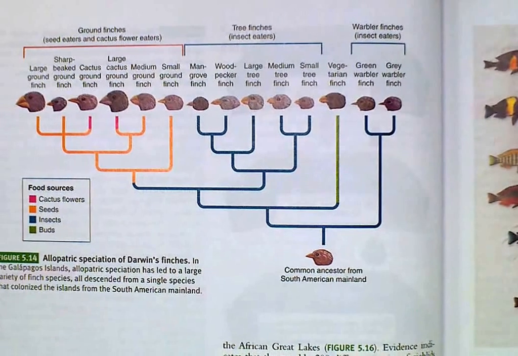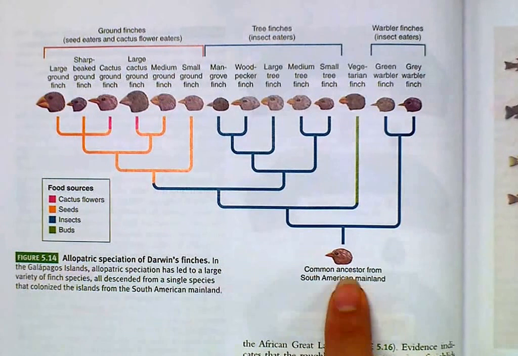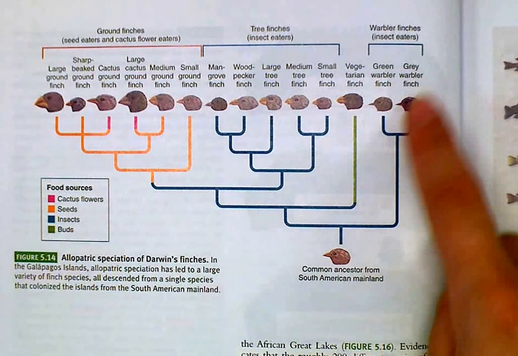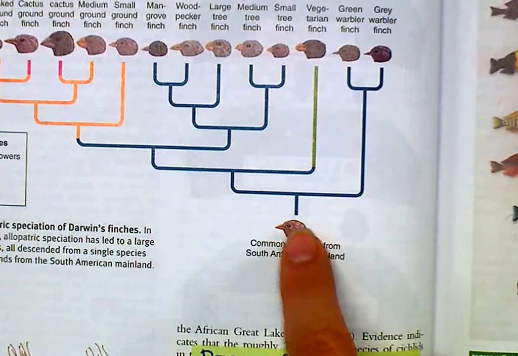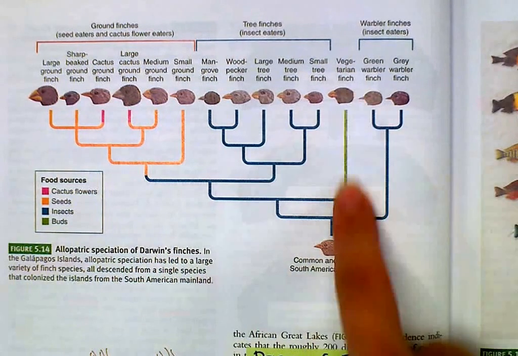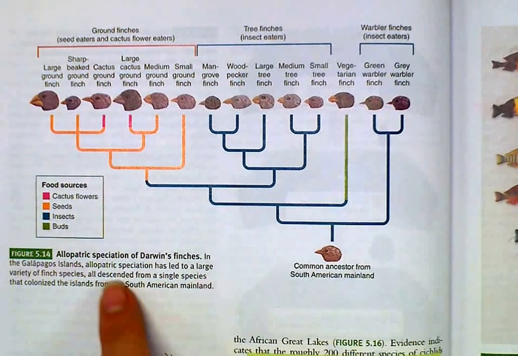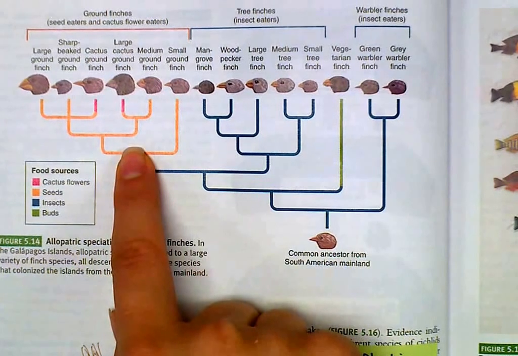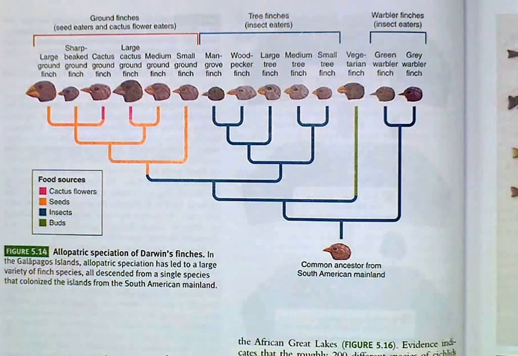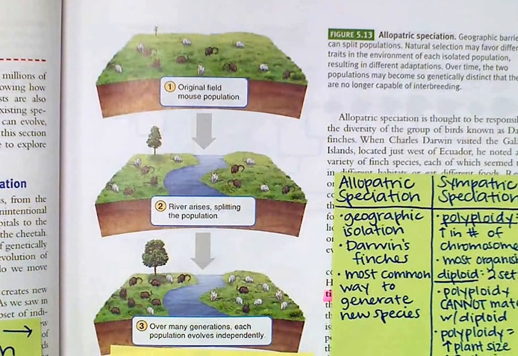Okay, up here we have our Darwin's finches, and this is our example of allopatric speciation. The original common ancestor colonized the Galapagos Islands, and then we have insect eaters, so these guys broke off and they still eat insects. Then we have insect eaters that live in trees, and we have one species here that likes to eat flower buds. Then over here we have an even more diverse group that eats seeds and cactus flowers. So all of these individual species have evolved through allopatric speciation because they live in different places because of what they eat.